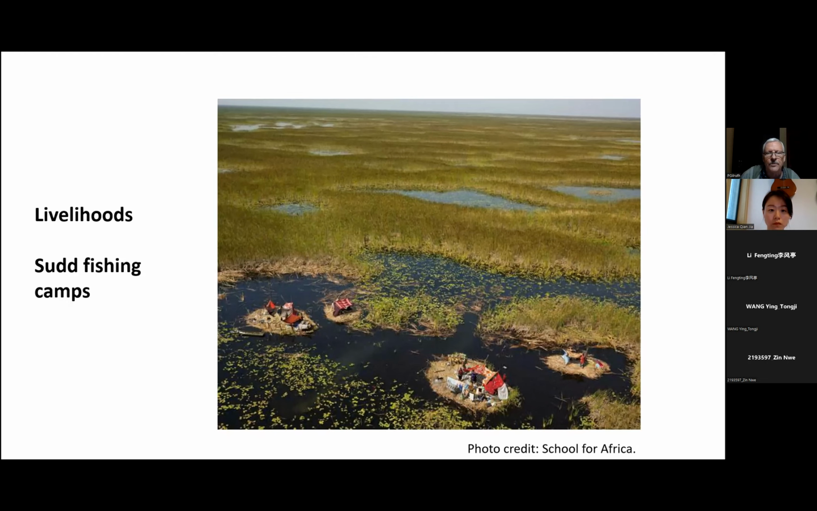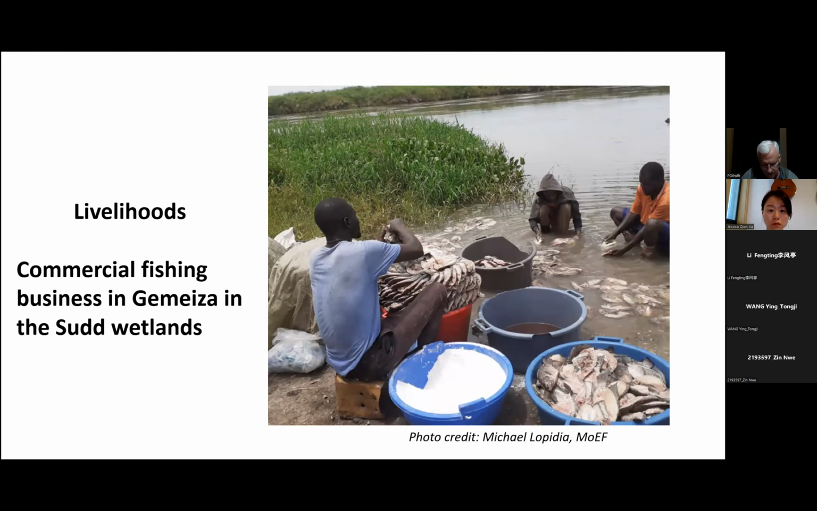And here you see, again, local processing. It looks like they're conserving their catch, and then they take it to the market as best they can. But again, you can imagine that access in these places is very difficult. There's no road, you travel by water.